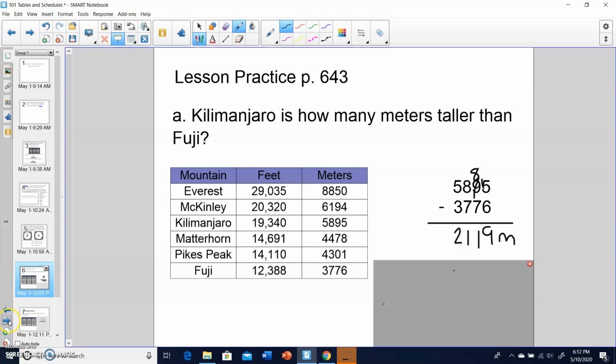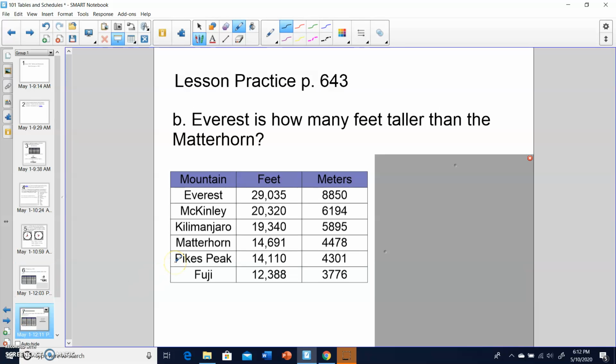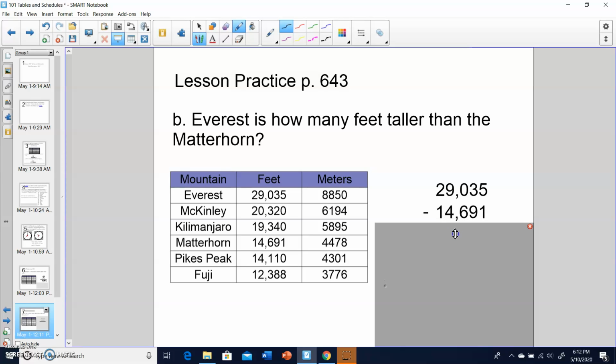Okay, continuing. B, Everest is how many feet taller than Matterhorn? So here's Everest, here's Matterhorn. We're talking feet, so we're in this column. Go ahead and pause and figure it out. Okay, so Everest was 29,035 feet, and Matterhorn is 14,691. So we find the difference between them.